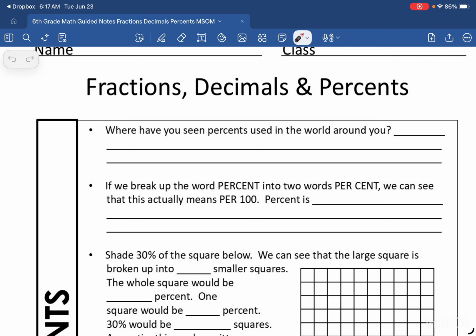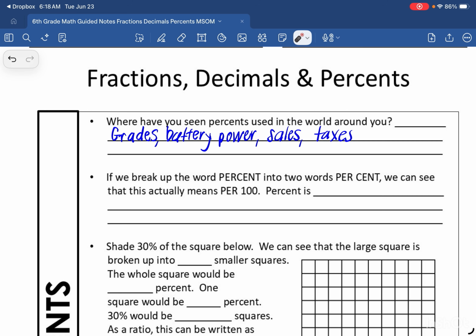Let's get started. Where have you seen percents used in the world around you? I'm going to jot some ideas and you can jot down your own as well. I see percents in things like grades, battery power, sales, like maybe it will say 25% off, or taxes. If we break up the word percent into two words, per and cent, we can see that this actually means per 100. Percent is a ratio that compares any number to 100.